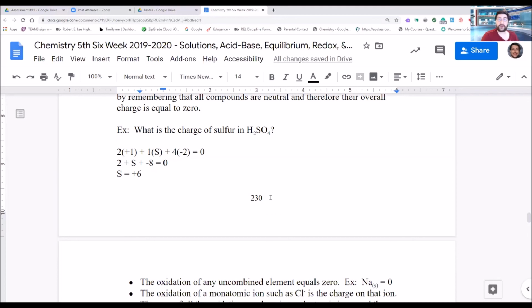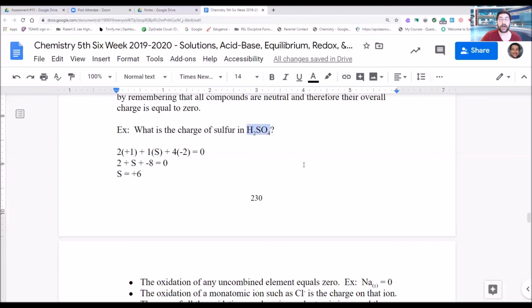What's the charge of sulfur in this sulfuric acid? So we want to know particularly what this oxidation state is. If you look at your periodic table for sulfur, you'll see that it has a bunch of those little numbers in there that stands for the oxidation states. And we know that sulfur could be, based off of our periodic table, a 2, a 4, or a 6. So we need to figure out exactly which version of this sulfur we have.